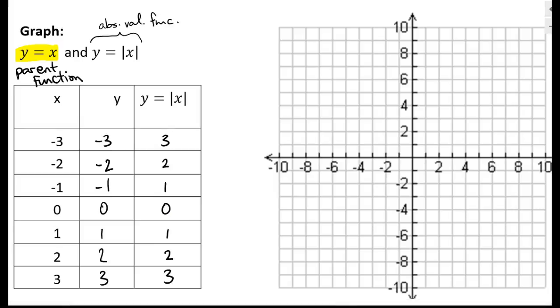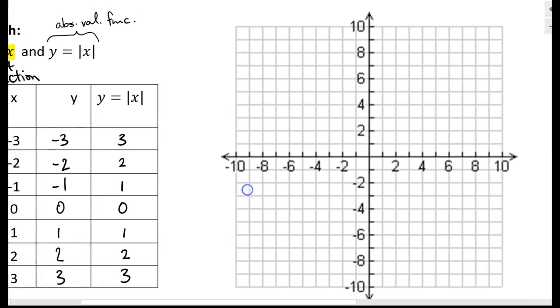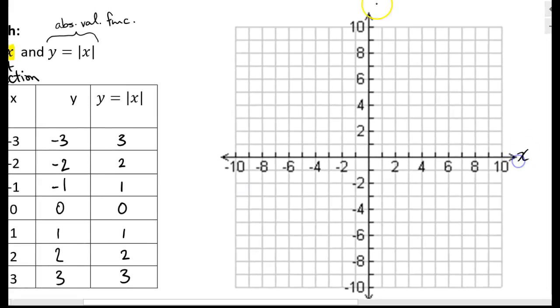3, 2, 1, 0, 1, 2, 3. So what does that look like graphically? Well, we've already got our scale here. We've got x and y. Now my points in my original function I'm going to do in red. So I've got -3 and -3, -2 and -2, -1 and -1. Okay, so I've got all those points, and that makes a straight line. So if I wanted to, I could extend it beyond there.